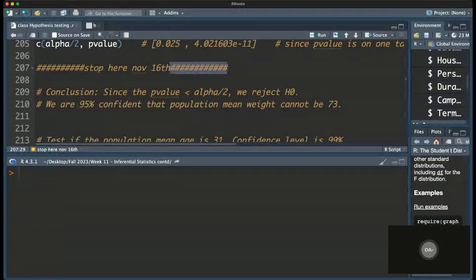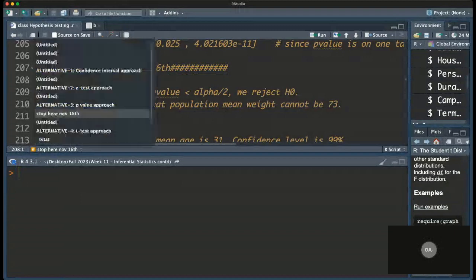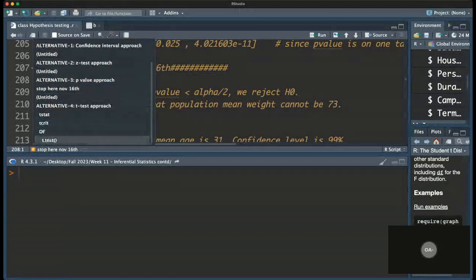So just before Thanksgiving, we stopped right here. We started looking at hypothesis testing, and this was where we stopped. We looked at three techniques: the confidence interval approach, the z-test approach, and then the p-value approach. Today, we're going to look at the t-test approach, which is very similar to the z-test approach. And then we'll look at the t-test function, which more or less just brings everything together.